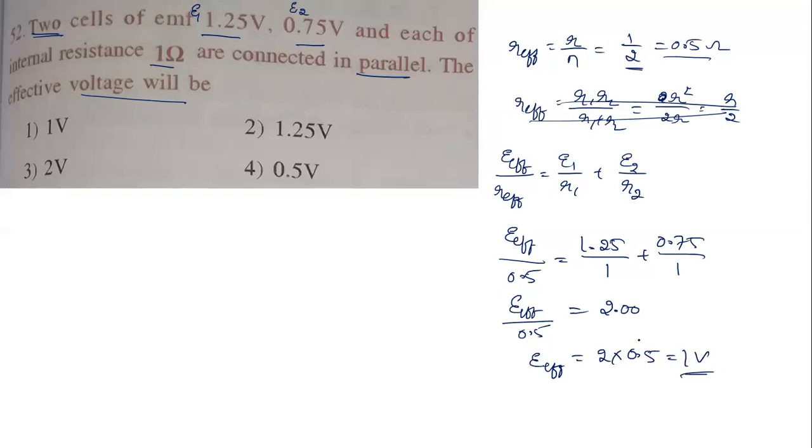Since we got EMF as 1 volt, we need to go for the calculation of effective voltage. Effective voltage will be the same, 1 ohm. That's the answer. Here's the answer. Effective voltage, 1 ohm. Since there is no external resistance, the effective EMF will become the effective voltage, 1 ohm. That is question number 52.